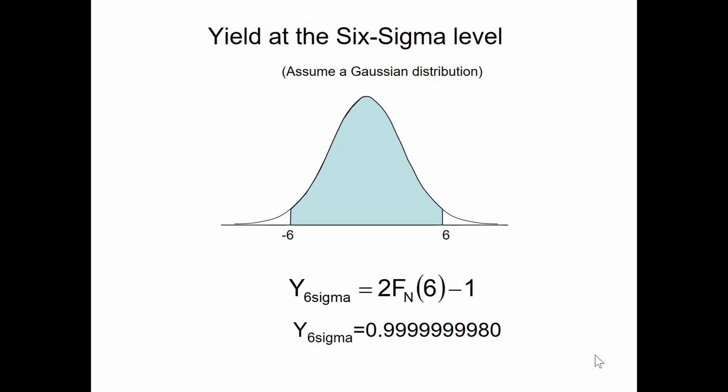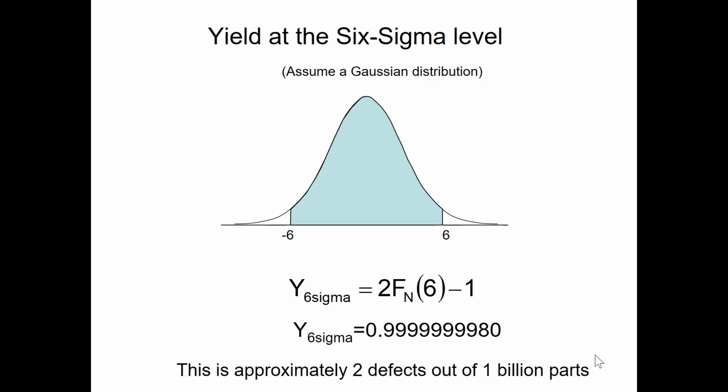So if you have 6 sigma performance, it's really good. The yield is really high. The Japanese didn't have 6 sigma type performance. We were going to be much better. It's approximately 2 defects out of 1 billion parts.